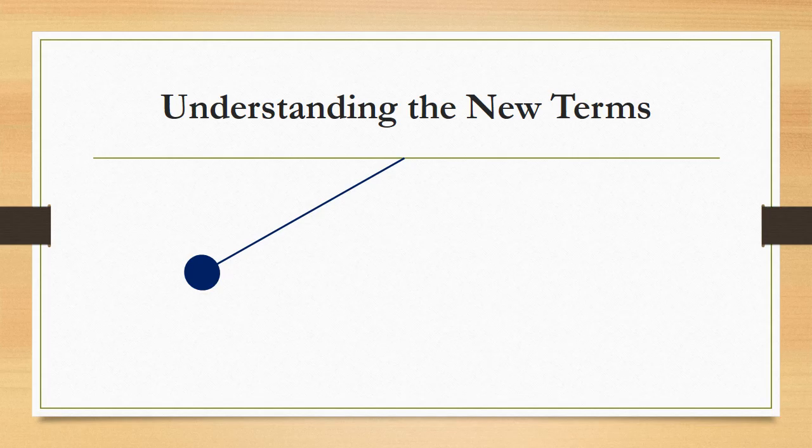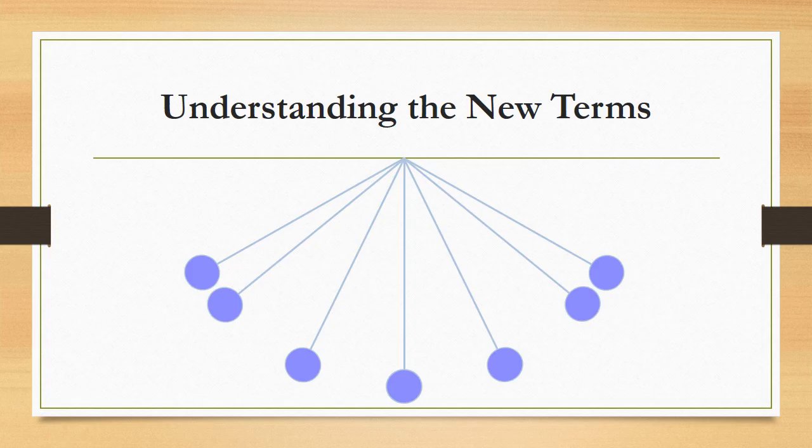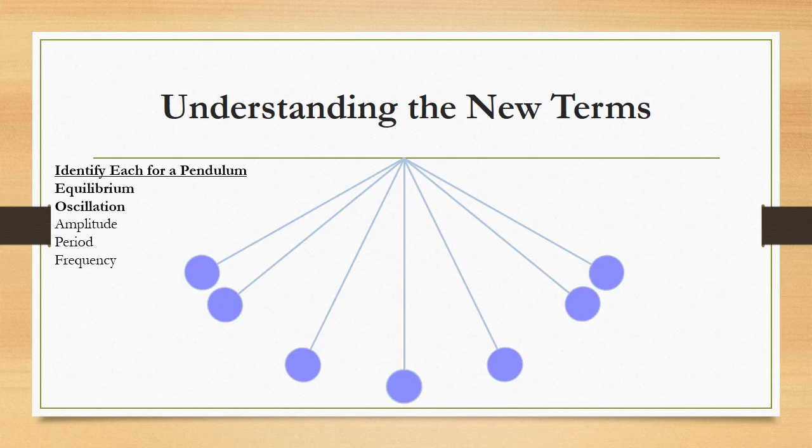So as a pendulum swings, assuming it started at rest here at the top position on the left-hand side, I want us to identify those 5 new terms as they apply to this motion. Alright, so here you have all the different positions at once, so we can refer to them and try to identify these terms. We'll start with the top 2, equilibrium and oscillation.